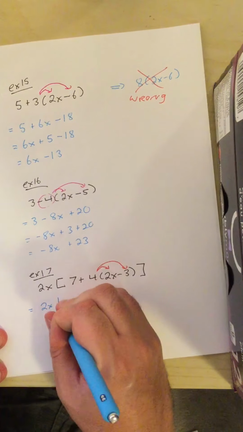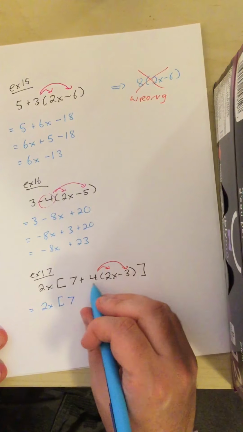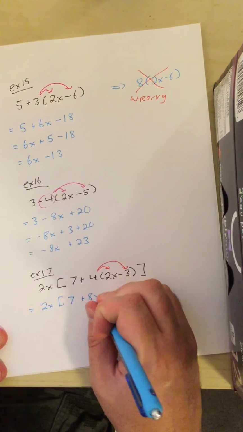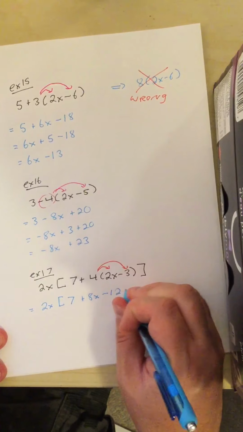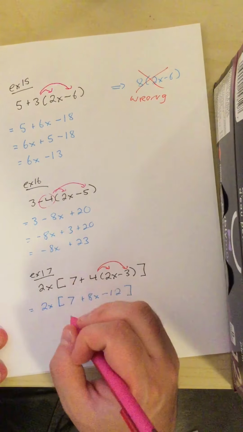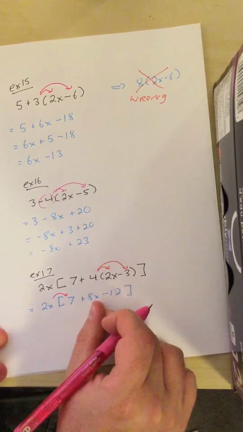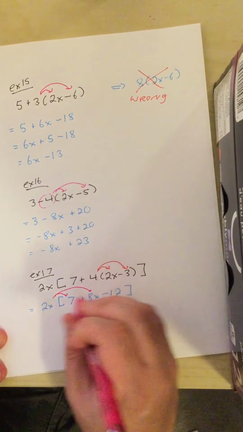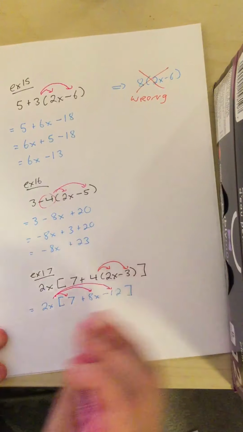So it's going to be 2x. We're going to keep the square bracket, keep the 7. 4 times 2 is 8x. 4 times negative 3 is negative 12. Now we can multiply. We could also collect like terms now. I'm not going to, but that is very reasonable.